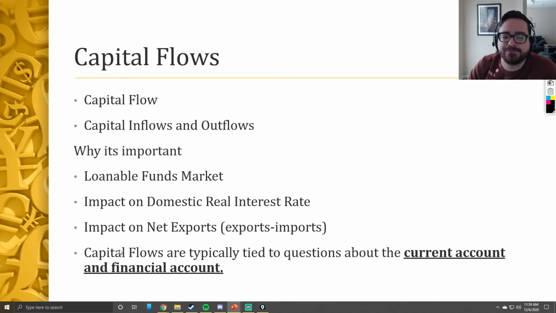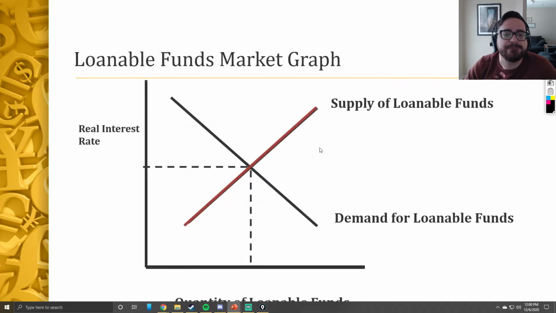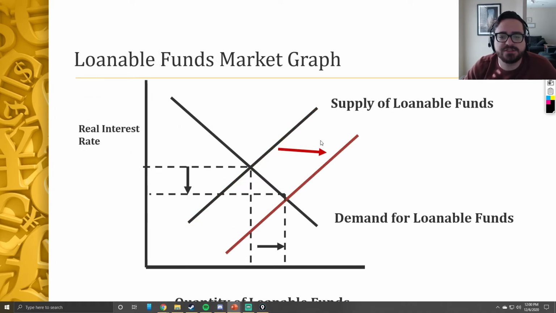And these capital flows can also be tied to questions about the current and financial account, starting from the last video. Because if you're importing and exporting more or less money, then your current account would be moving towards either a surplus or a deficit. Net exports have to do with the current account. So if we're seeing this sort of swap of money back and forth, then that would affect my current account as well. Some loanable funds market supply increase showed you that.